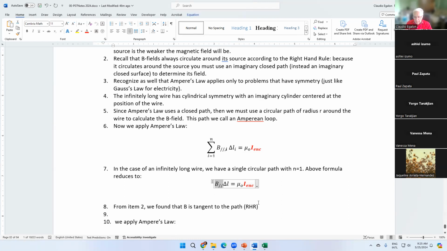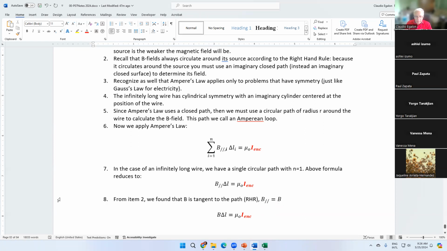Consequently, the component of B parallel to the loop, the Ampérian loop, is going to be B itself. Okay, and then we have another important mathematical step here. B, we can remove the parallel symbol. Okay.